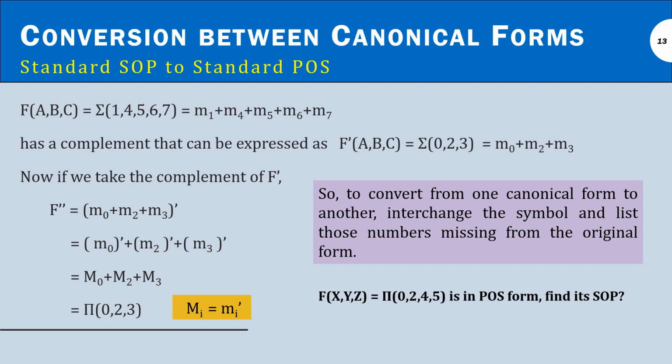Okay, so we need to take the complement of f, then again one more complement, we will be getting the maxterms. Okay, so if f of x, y, z is equal to pi 0, 2, 4, 5, then what will be its corresponding sum of product terms? F of x, y, z is equal to sigma 1, 3, 6, 7, right? 0, 2, 4, 5 is there in the POS form. So the missing terms are 1, 3, 6, 7. So that will be the corresponding canonical SOP form.